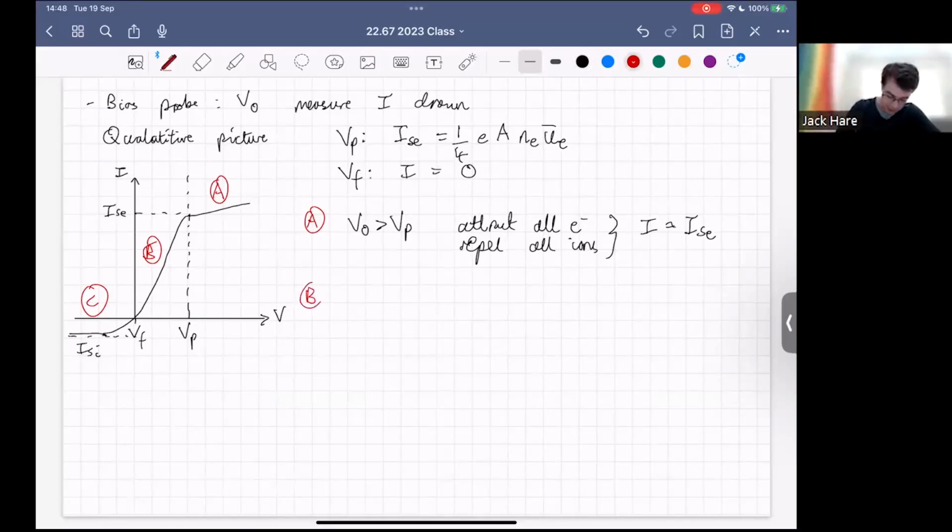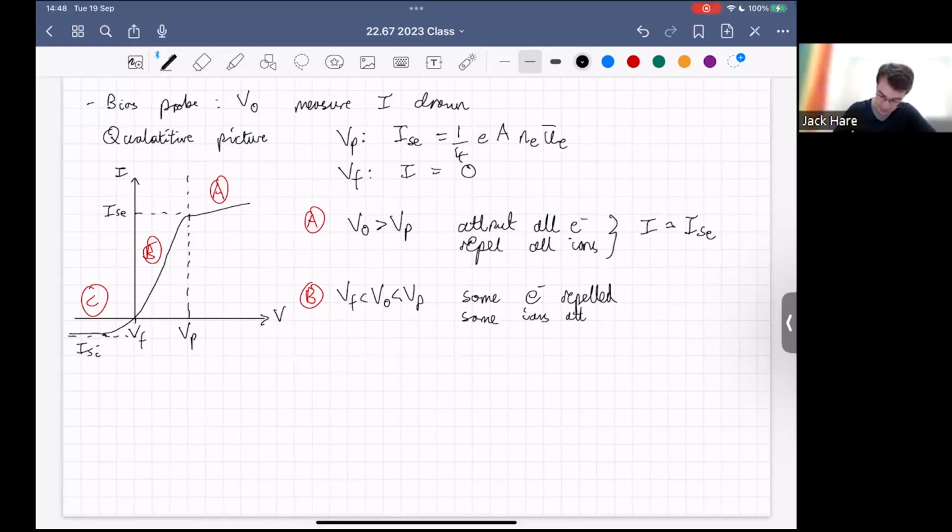There's also the regime B here. This is where V0 is less than the plasma potential, but greater than the floating potential or so. And here we start getting into a region where some electrons are repelled and some ions are attracted. And that's because the probe is charging up more negative, and so it wants to repel things here. We will go into trying to find an analytical formula for exactly what this curve looks like, but just qualitatively, this is why we have a decrease in the current here.